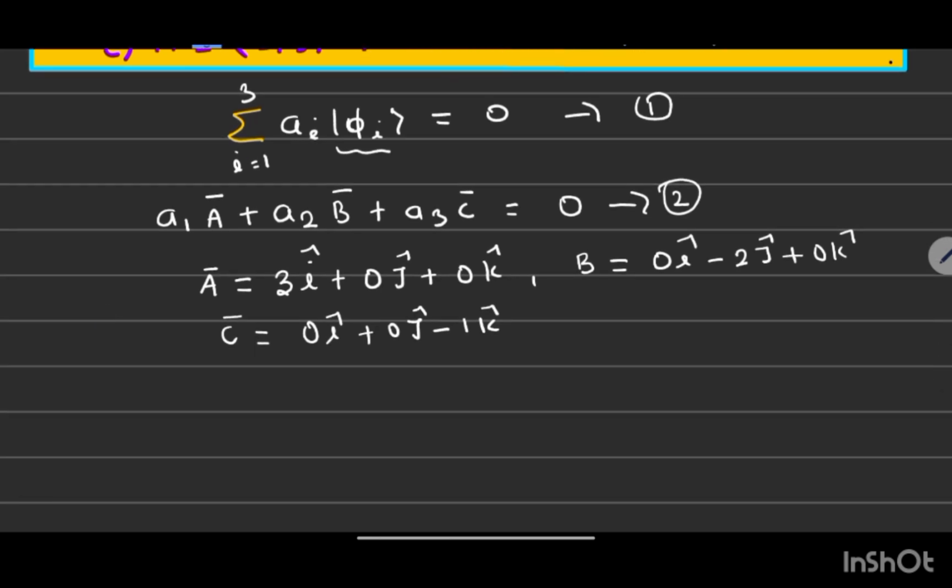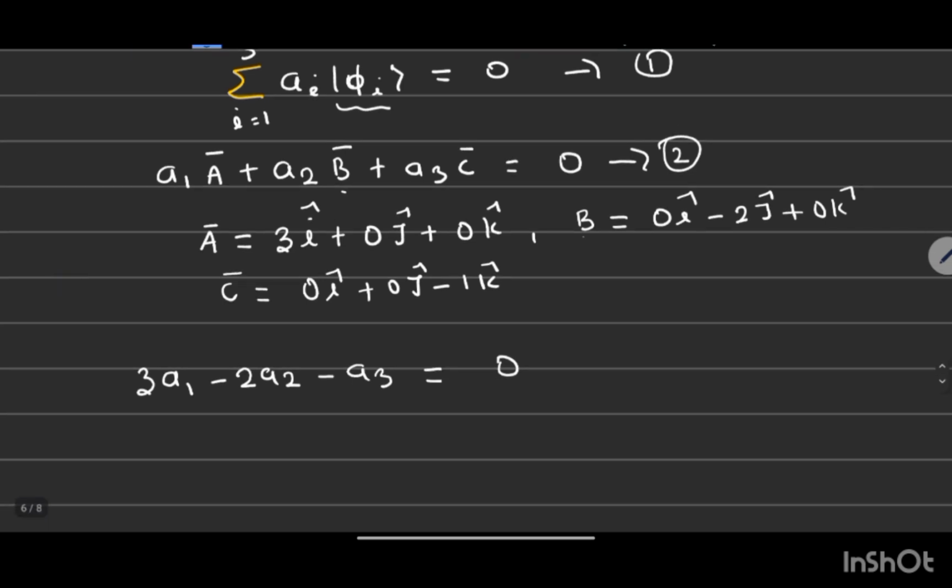In a vector only we have an i component, so we can write straight away 3 times a1, and if you put b vector in equation 2, you get minus 2 times a2, and if you put c vector in equation 2, you get minus a3, that is equal to 0. When will this equation be satisfied? Oh, I forgot to put the i, j, k unit vectors.